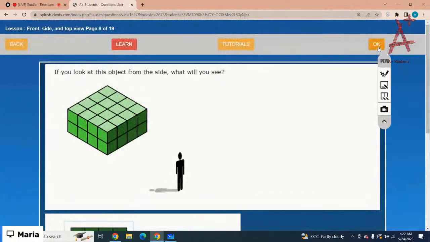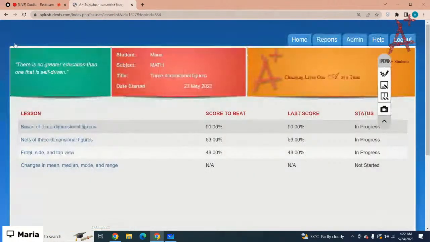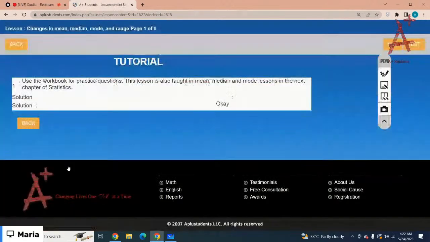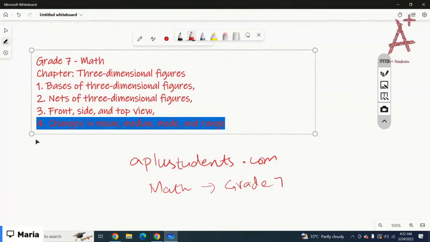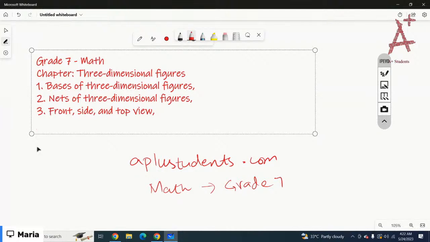Okay, you can complete the test by yourself later today. Let me just move on to next lesson. Changes in mean, median, mode, and range. Okay, use the workbook for practice questions. The lesson will be taught in mean, median, mode lessons in the next chapter of statistics. Okay, thank you so much for letting us know. Okay, we are done with the lesson. Let's just remove this lesson name. Actually, that doesn't belong to this chapter. That is just a mistake here.